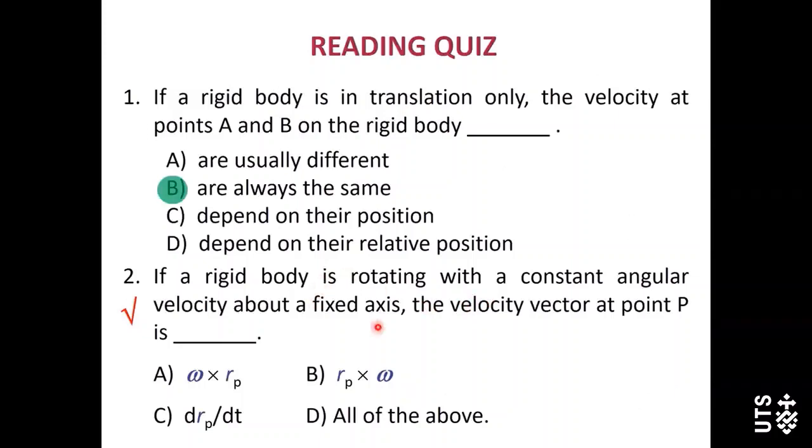Now, a quiz problem, this one. If a rigid body is rotating with a constant angular velocity about a fixed axis, the velocity vector at point P should be which one? And here, A, B, C, D. For answers A, B, C, they are all vector equations.